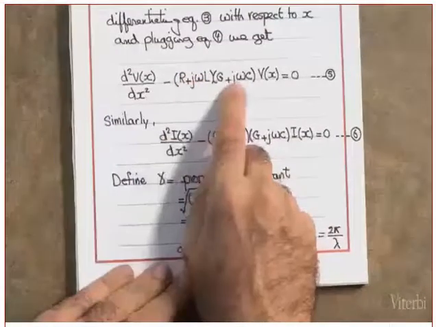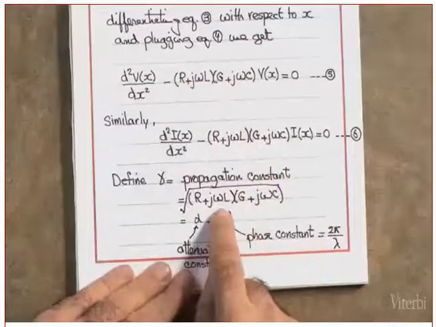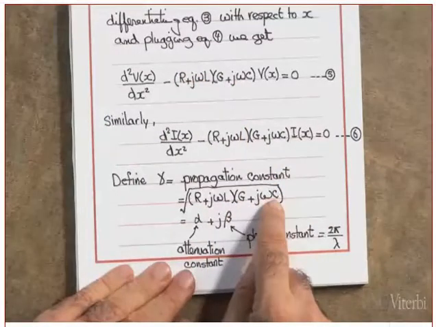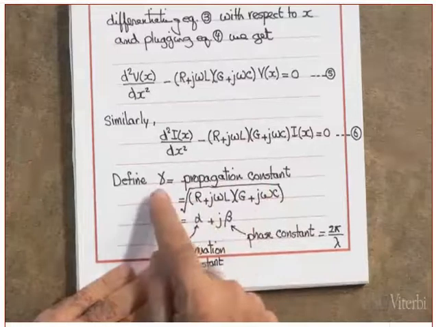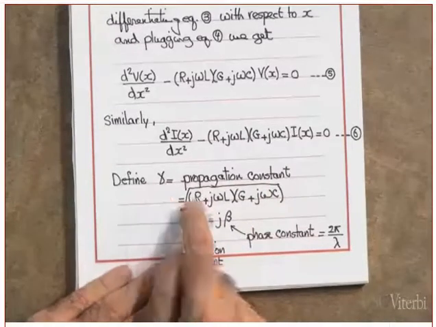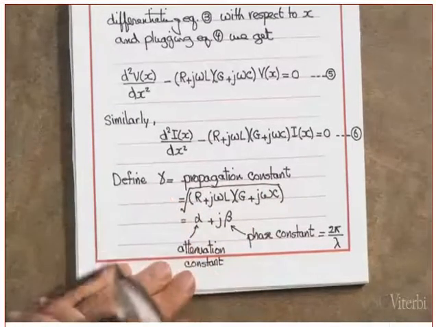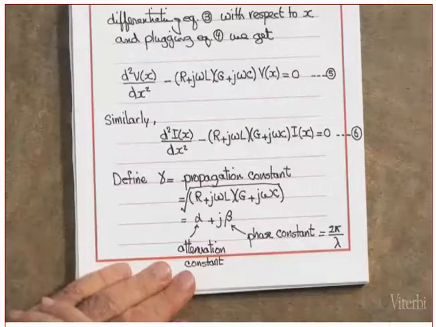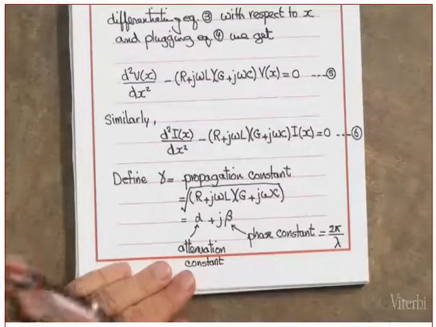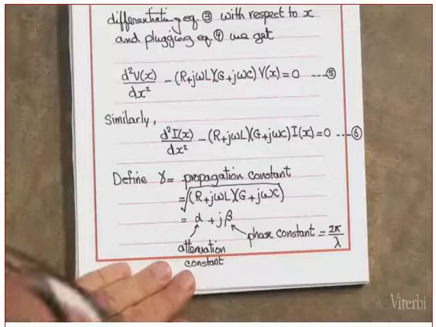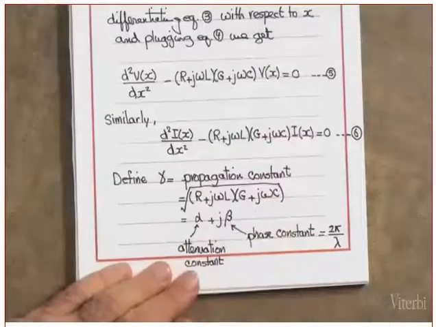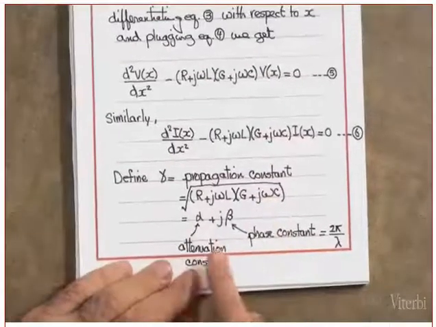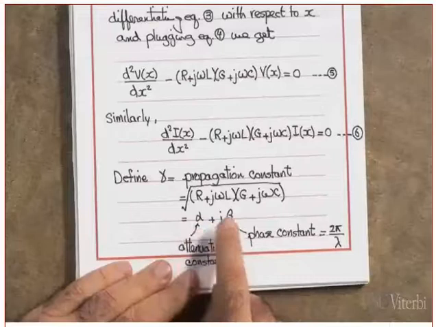Now let's define this: the square root of (R plus j omega L) times (G plus j omega C). Let's call it what? Gamma. Gamma is called the what? The propagation constant. In general, it is a what? It is a complex number. Why? Because there are complex functions here. Yes? Which means what? You can write it as alpha plus what?